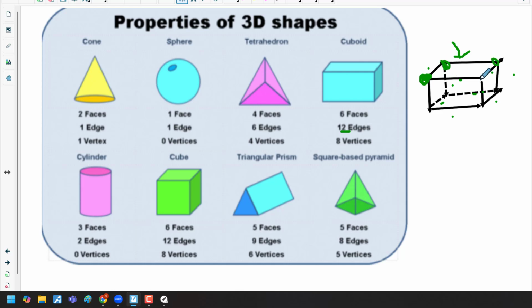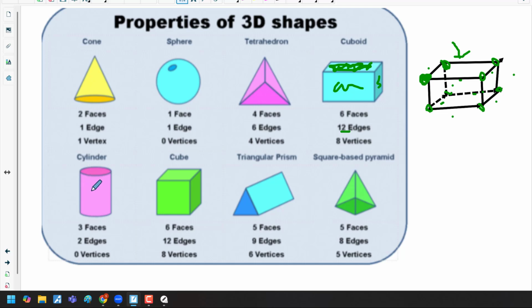1, 2, 3, 4, 5, 6, 7, 8. So a vertex is like a corner. It's the corner of like 3 planes, you could say, in 3D. An edge is kind of a line between 2 planes. And then a face, most people don't understand what a face is, but a face is kind of that area. So 1, 2, 3, 4, 5, 6, 6 faces.